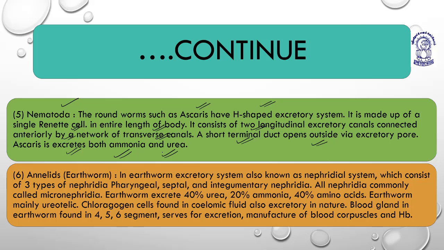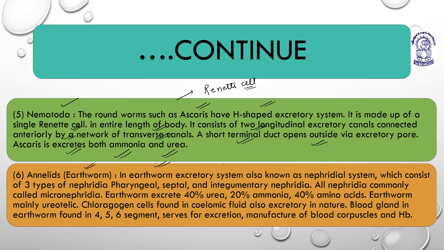Ammonia is the major excretory product in cnidarians, protozoans, sponges, flatworms, polychaetes, crustaceans, bony fishes, tadpoles, and aquatic amphibians. So ammonia is the major excretory product in all these organisms. Now, nematoda have the H-shaped renette cell for excretion. Annelids, earthworm.